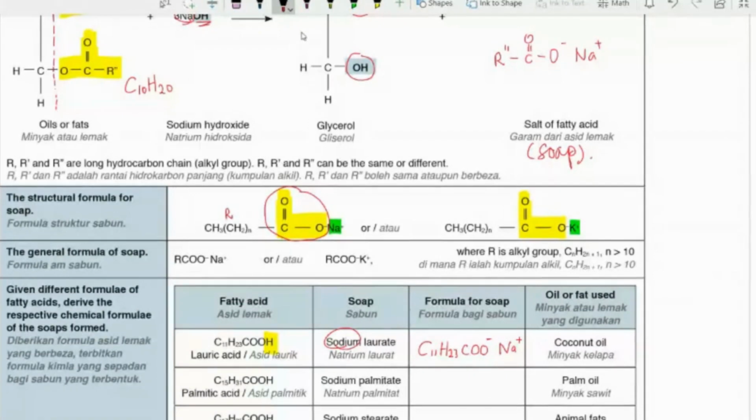Now I would like you to try sodium palmitate and sodium stearate. For your information, the oil used to prepare sodium laurate is coconut oil. Palm oil forms the palmitate soap. Animal fats are used to form the stearate. Now for these two, please draw the formula.